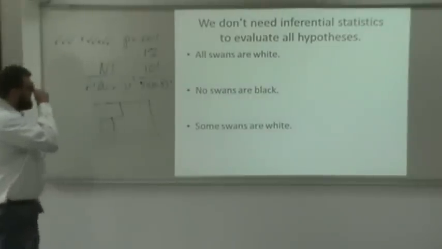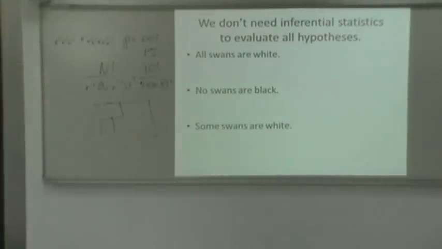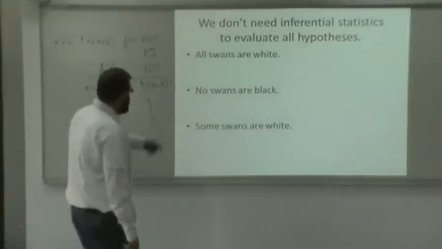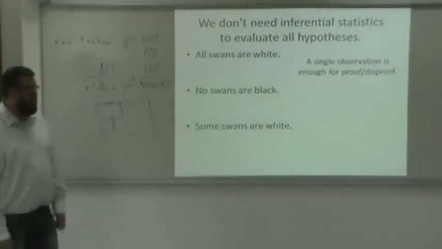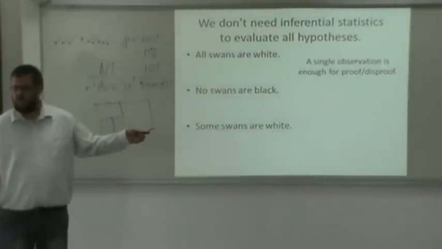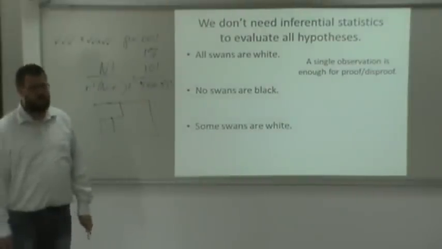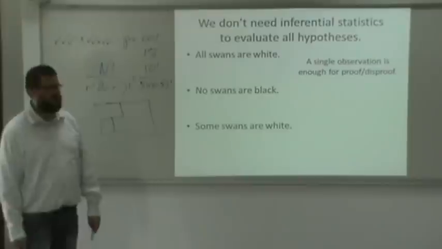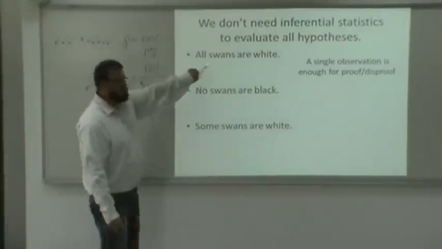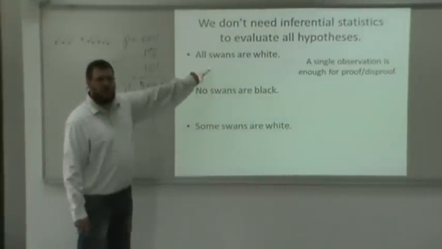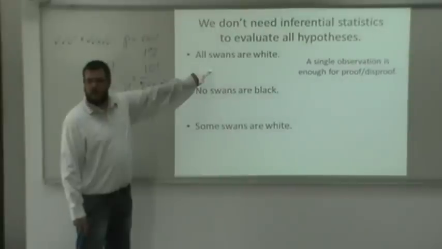We don't need inferential statistics to evaluate all hypotheses. So all swans are white, no swans are black, some swans are white. All we need is one observation to prove or disprove. Right? Here we can talk about proof or disproof. Can we prove that all swans are white? We can't prove that all swans are white. Can we disprove it?